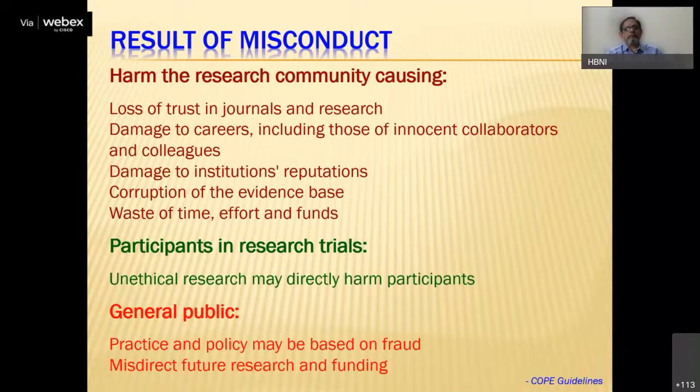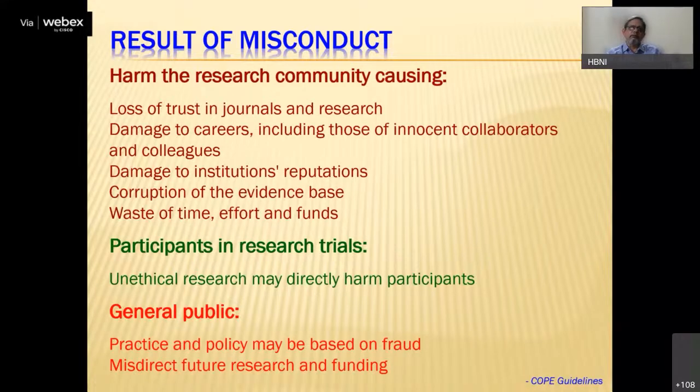Then the participants in the research trials. This is more relevant for the medical field, where you have humans as participants in the research trials. So if there is unethical research adopted by the scientists, it can actually result in harm to these participants who are participating in these research trials. Then, of course, the general public.